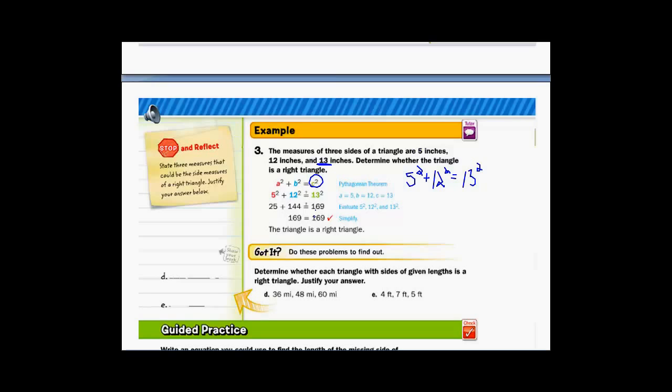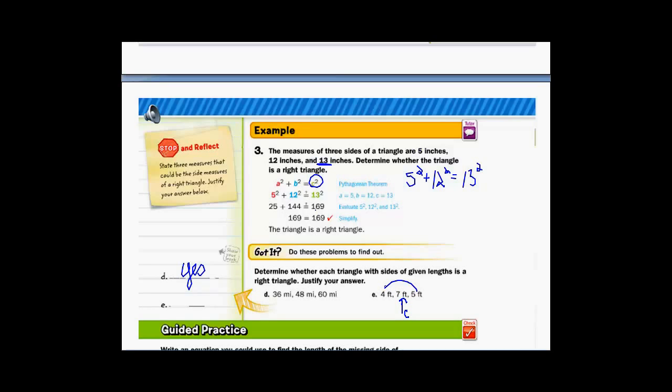Okay, back with me. Let's talk about 36 squared plus 48 squared. Does that equal 60 squared? And the answer to that is yes. That is a right triangle. So for E, remember it's not just the first 2 that are the legs. It's the smaller 2 are the legs. The bigger one is the hypotenuse. This one is c. It's always the biggest one is c.